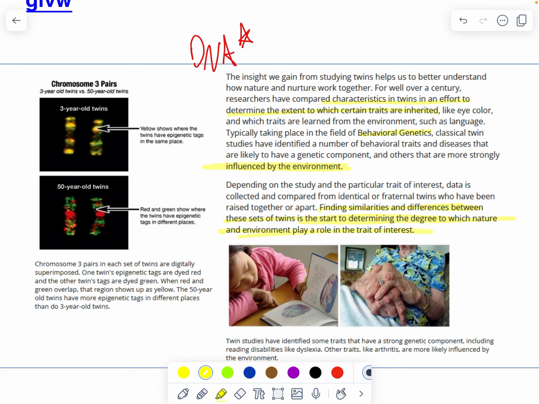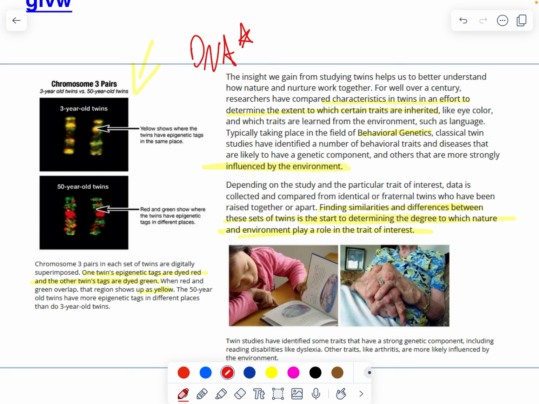So let's look at this picture right here. 3-year-old twins versus 50-year-old twins, identical twins. These are epigenetic tags, okay? So chromosome 3 pairs in each set of twins are digitally superimposed. One twin's epigenetic tags are dyed red and the other's are dyed green. Epigenetics are like these tags, methylation, methyl groups, and all sorts of stuff. Like how you live your life, DNA can be tagged in certain ways. We'll talk about it. When red and green overlap, the regions show up as yellow.